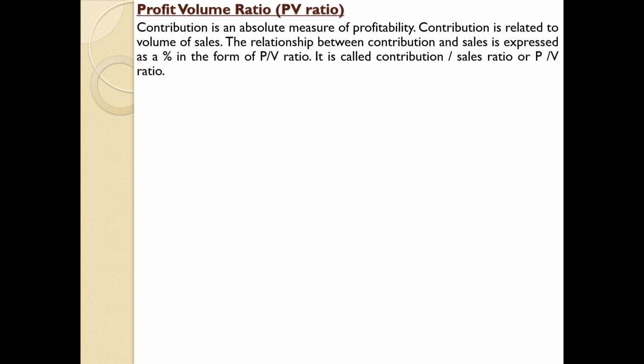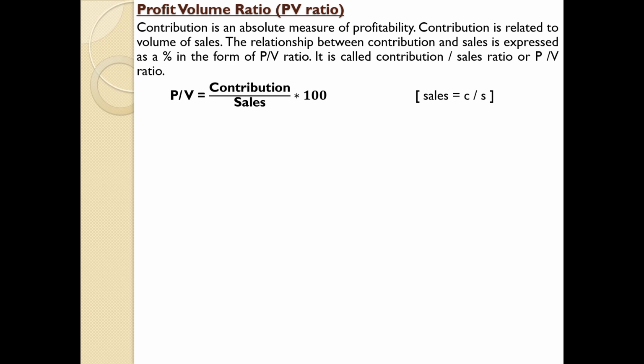And PV ratio is a very important factor in the decision making process, because it is a percentage representation. PV ratio is the ratio of contribution to sales. It is expressed as a percentage. Remember, it is always expressed as a percentage, and it indicates the relative profitability of different products. Higher PV ratio means higher contribution and thereby higher profit.